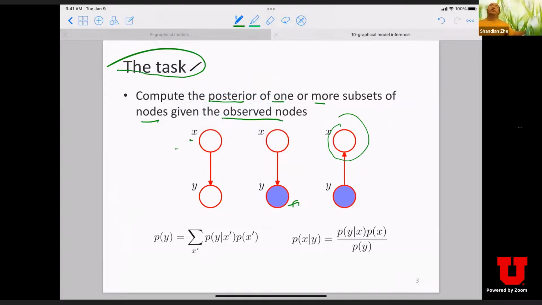Of course, in the general case, your graphical model can be quite large, with many variables connected in all kinds of complex ways. You have collected some data. That means you observe a subset of nodes in the graph. Then you want to estimate the posterior distribution of the unobserved nodes, conditioned on those observed. That's in general our task. So any question for the setting of this task?